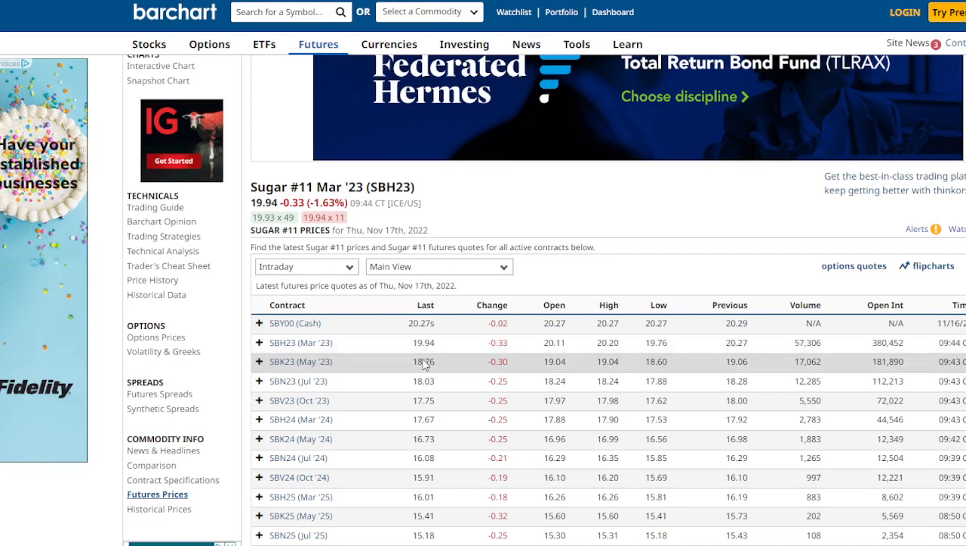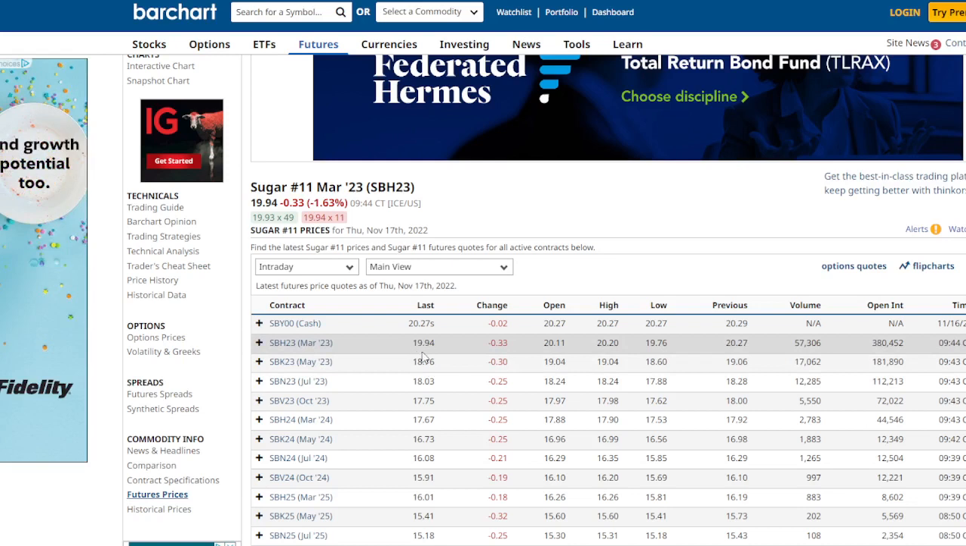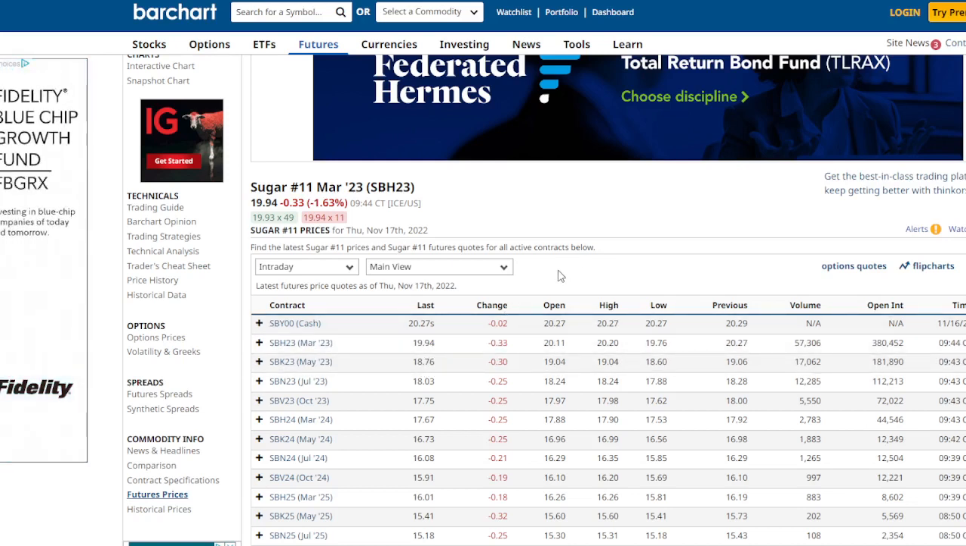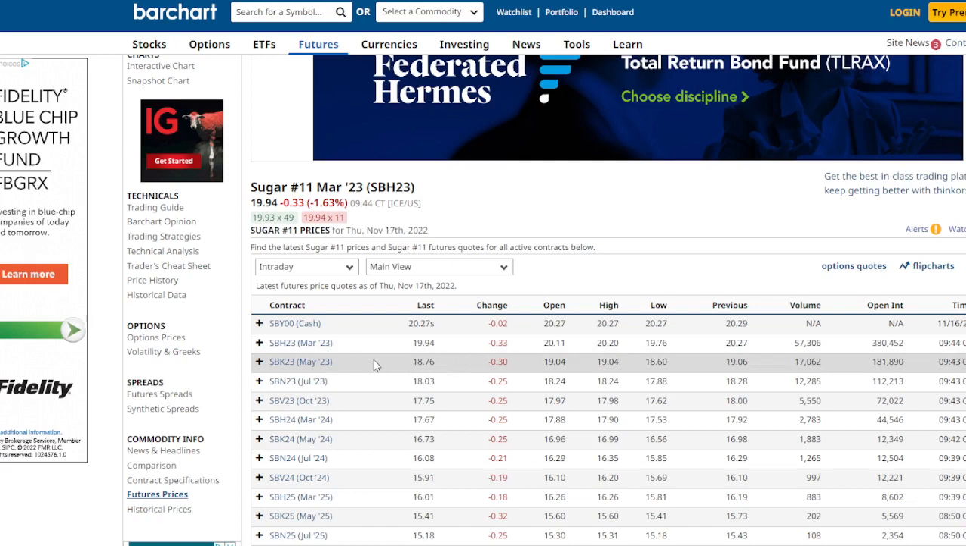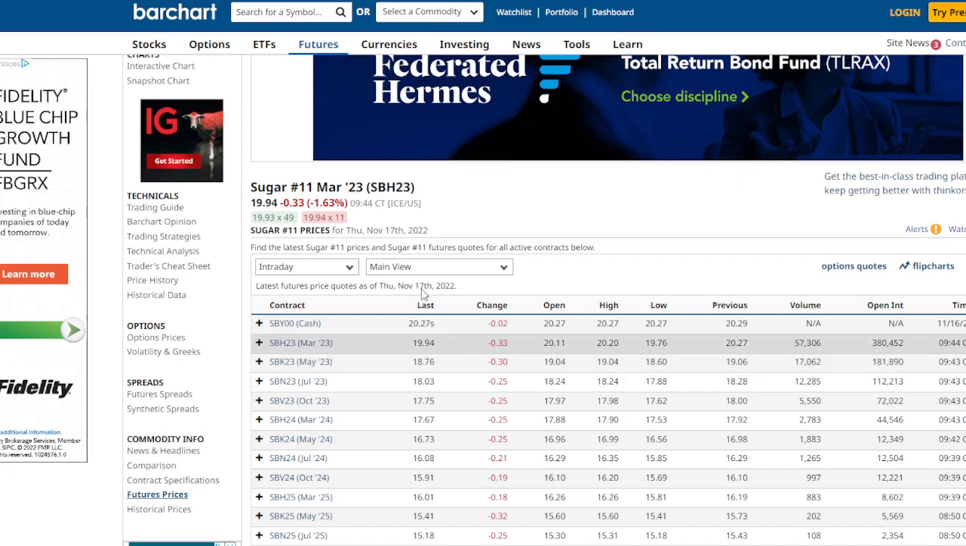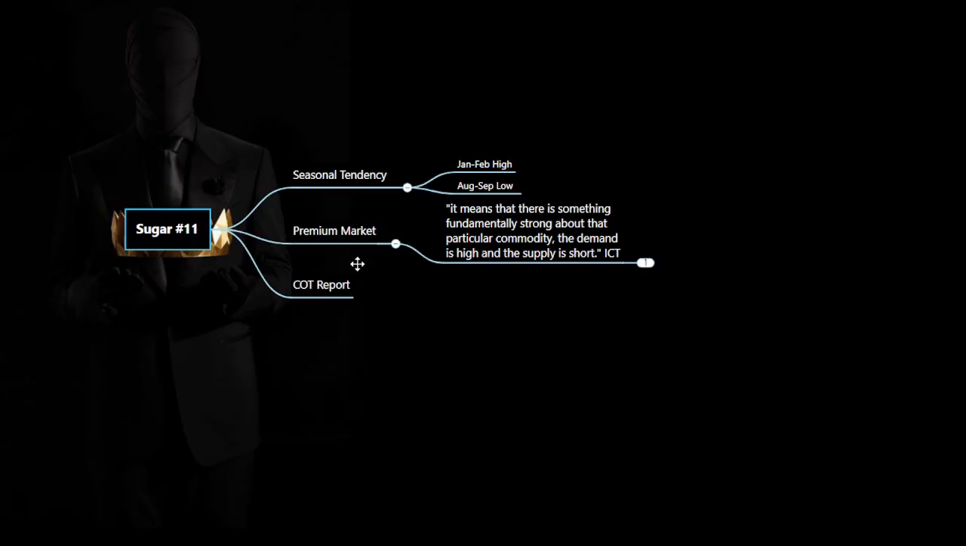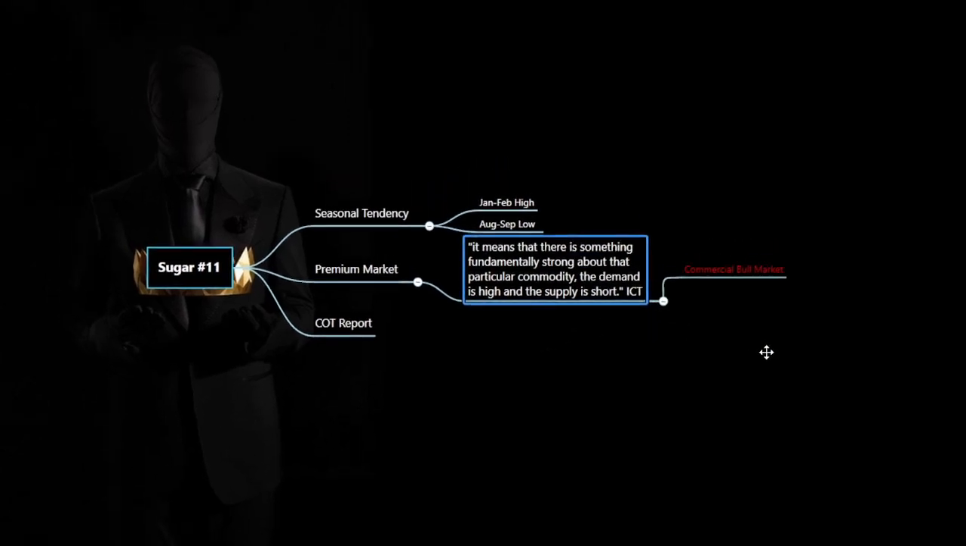And a question I did ask myself is, if we don't see a premium market, does that mean the commodity won't go up if the seasonal tendency says so? Well, ICT says it's not a fact. The markets can still go up. They can still do whatever they want seasonally, even if there isn't a premium market. So this isn't an end all be all. If you don't see this, it doesn't mean you can't trade, but it simply means that when you do see a market that develops a premium like this, there's a big chance for a commercial bull run.